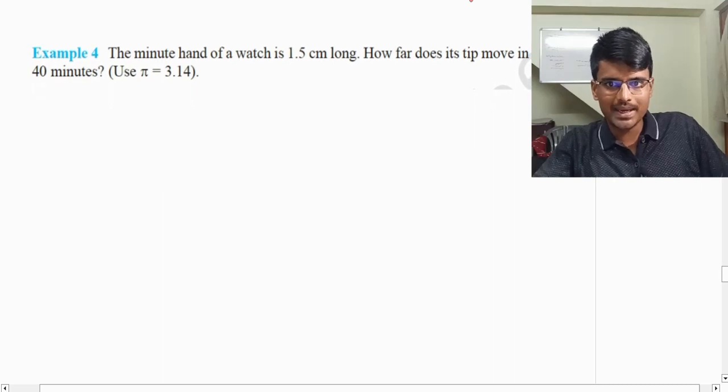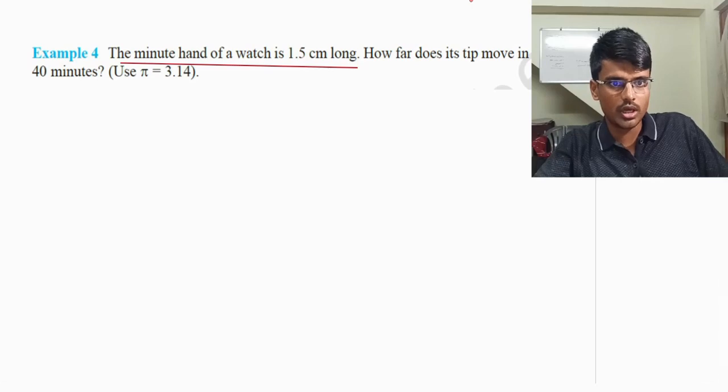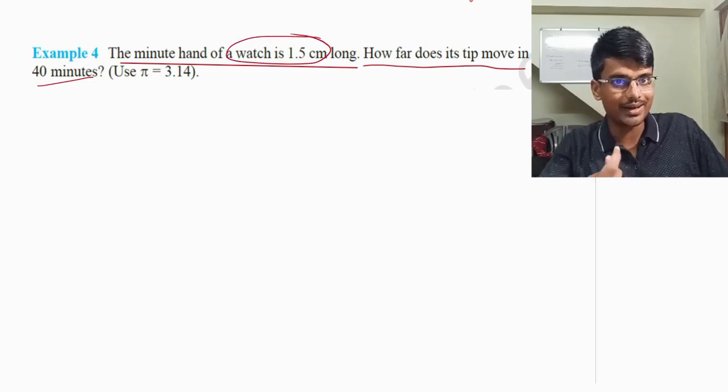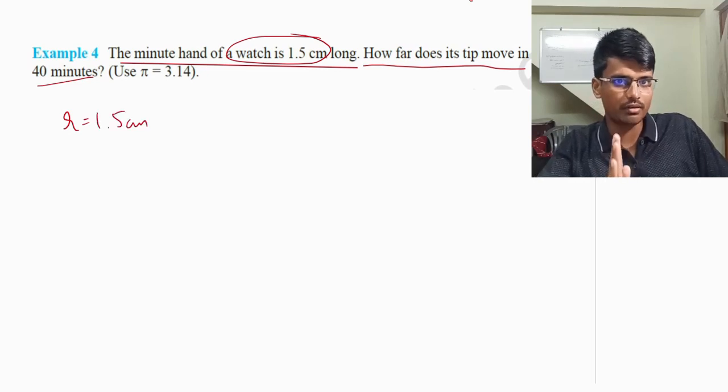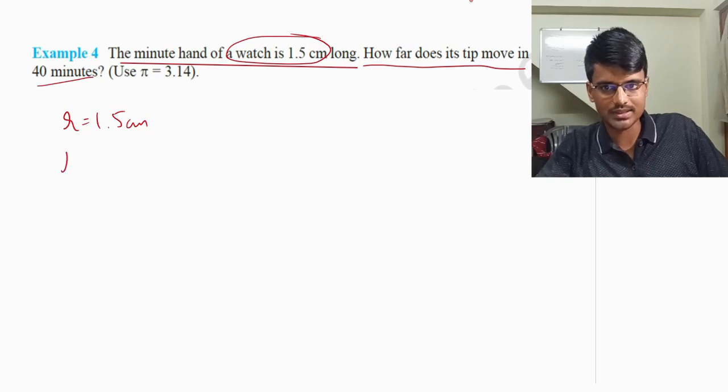Okay, the minute hand of a watch is 1.5 centimeters long. How far does its tip move in 40 minutes? Okay, so minute hand, this is nothing but the radius, right? Radius is equal to 1.5 centimeter. Here, if you have read the question properly, they are asking us the arc length. Angle they have given it as 40 minutes.